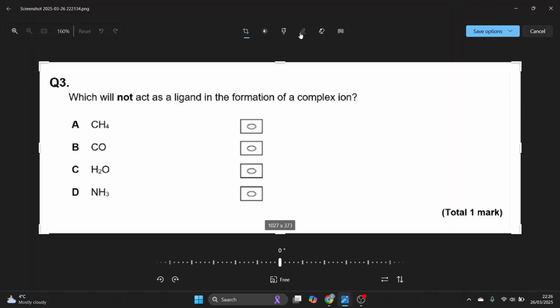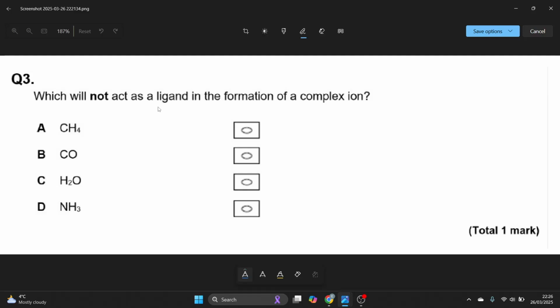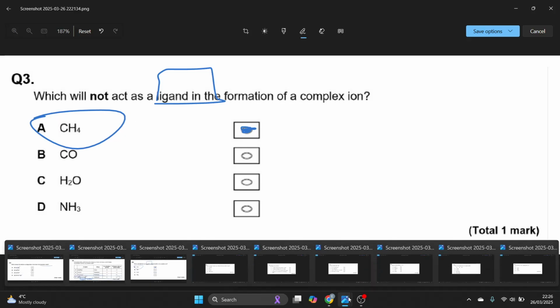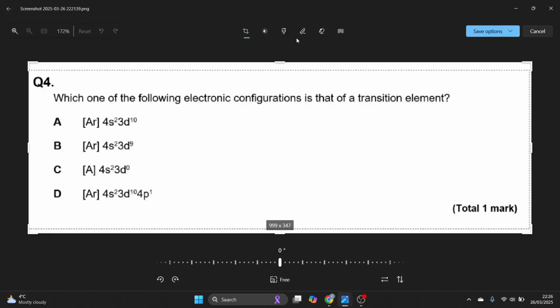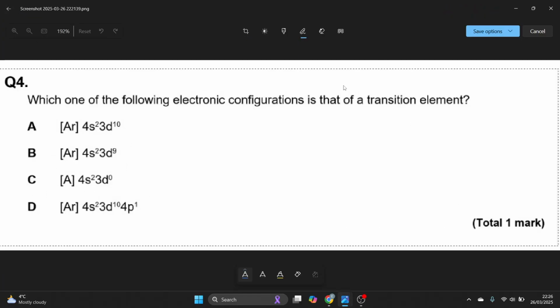Question 3, which will not act as a ligand in the formation of a complex ion. Now you need to know your definition for this, ligand, right? And once you know your definition, you know it's going to be A. It can't donate a lone pair of electrons. Carbon monoxide can, H2O can, NH3 can. But A, CH4, carbon can only have 4 bonds, so it can't donate a lone pair of electrons.